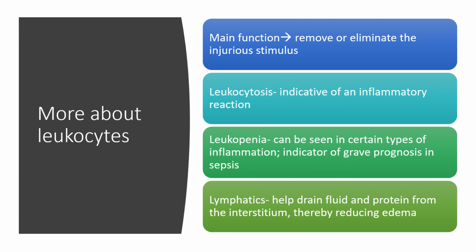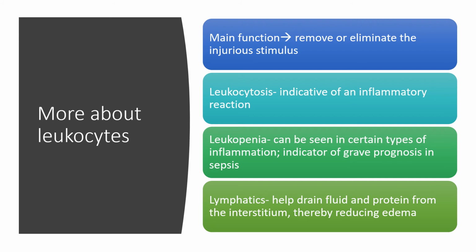I do want you to know the differences between leukocytosis and leukopenia. So leukocytosis, we have an increased white blood cell count, and this is indicative of the inflammatory reaction occurring. In contrast, we have leukopenia. This is a decreased white blood cell count. And leukopenia can also be seen in inflammation, as it is an indicator of grave prognosis in sepsis.